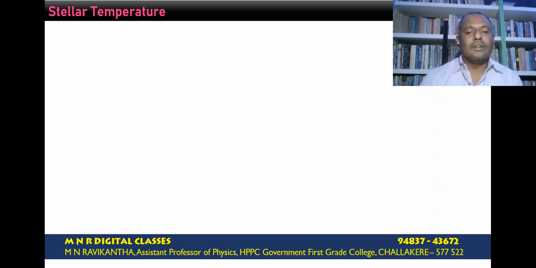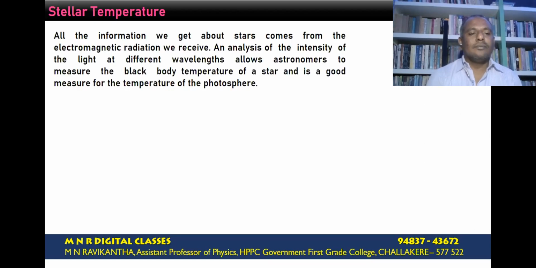Now to start with, all the information we get about the stars comes from the electromagnetic radiation that we receive. An analysis of the intensity of the light at different wavelengths allows the astronomers to measure the black body temperature of a star and is a good measure of the temperature of the photosphere.